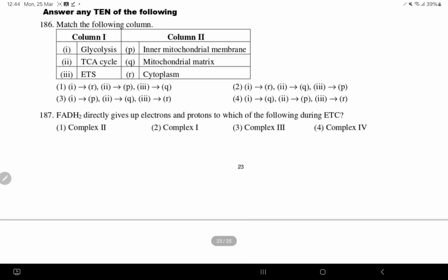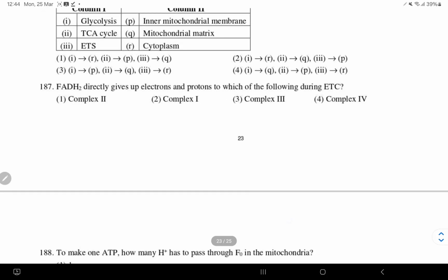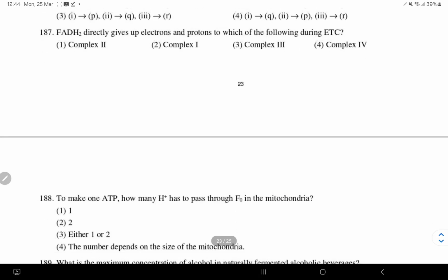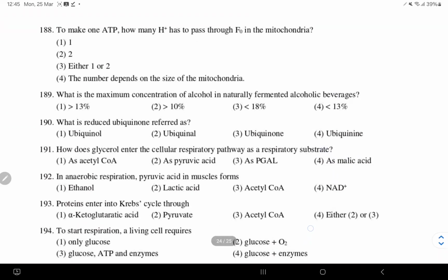Next, glycolysis, cytoplasm. 1 is R. TCA cycle, mitochondrial matrix. 2 is Q. And ETS, inner mitochondrial membrane. 3 is P. FADH2 directly gives up electrons and protons to which of the following ETC? Complex 2. Option 1.